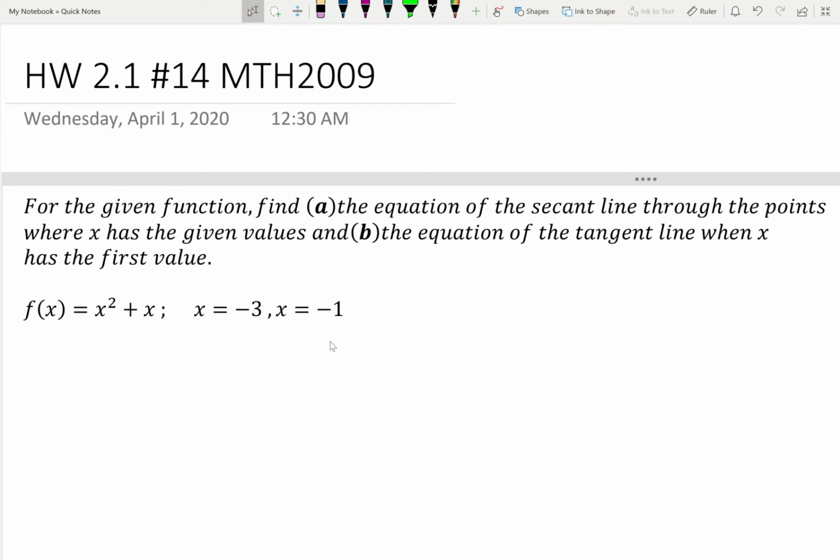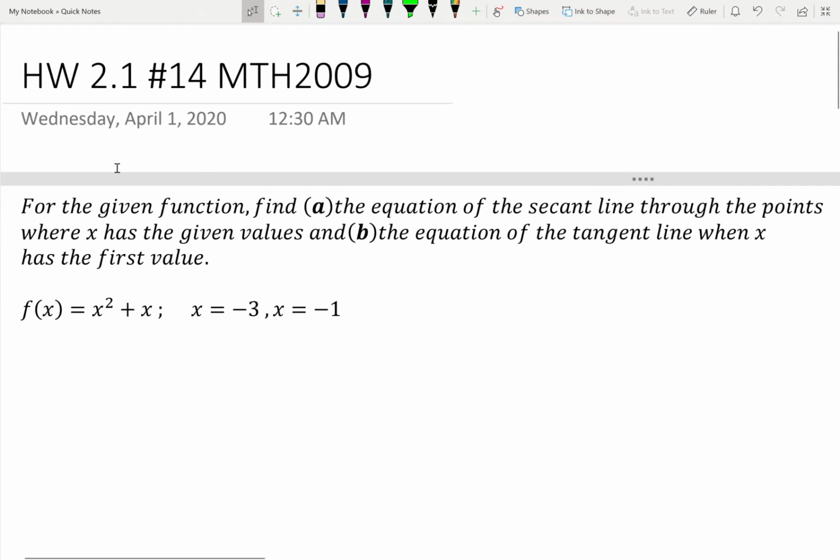Alright guys, I was asked to cover this question. This is homework question number 14 in chapter 2.1. For the given function, they want you to do two things. First, find the equation of the secant line through the points where x equals minus 3 and x equals minus 1. The second one, part B, is to find the tangent line when x has the first value, meaning find the tangent line when x is equal to minus 3. And this is the function we're talking about, x squared plus x.